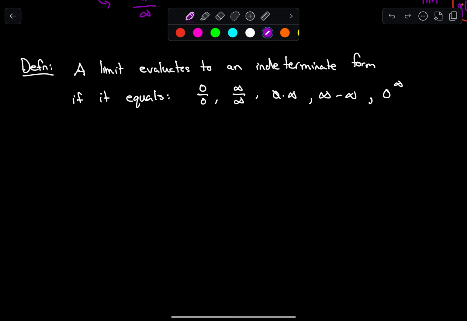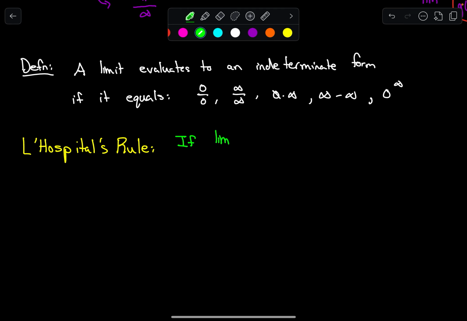And the idea is that if whatever function we are trying to evaluate the limit for evaluates to an indeterminate form, then we get to use a brand new tool to help us evaluate this limit. And so I'm going to give you one more definition, which is called L'Hopital's rule. Maybe it's not a definition, it's a rule. And L'Hopital's rule is as follows. It says, if the limit as x approaches something of some function, right? So we're trying to evaluate some limit. Usually this is a rational function. Actually, let's just keep it that way.